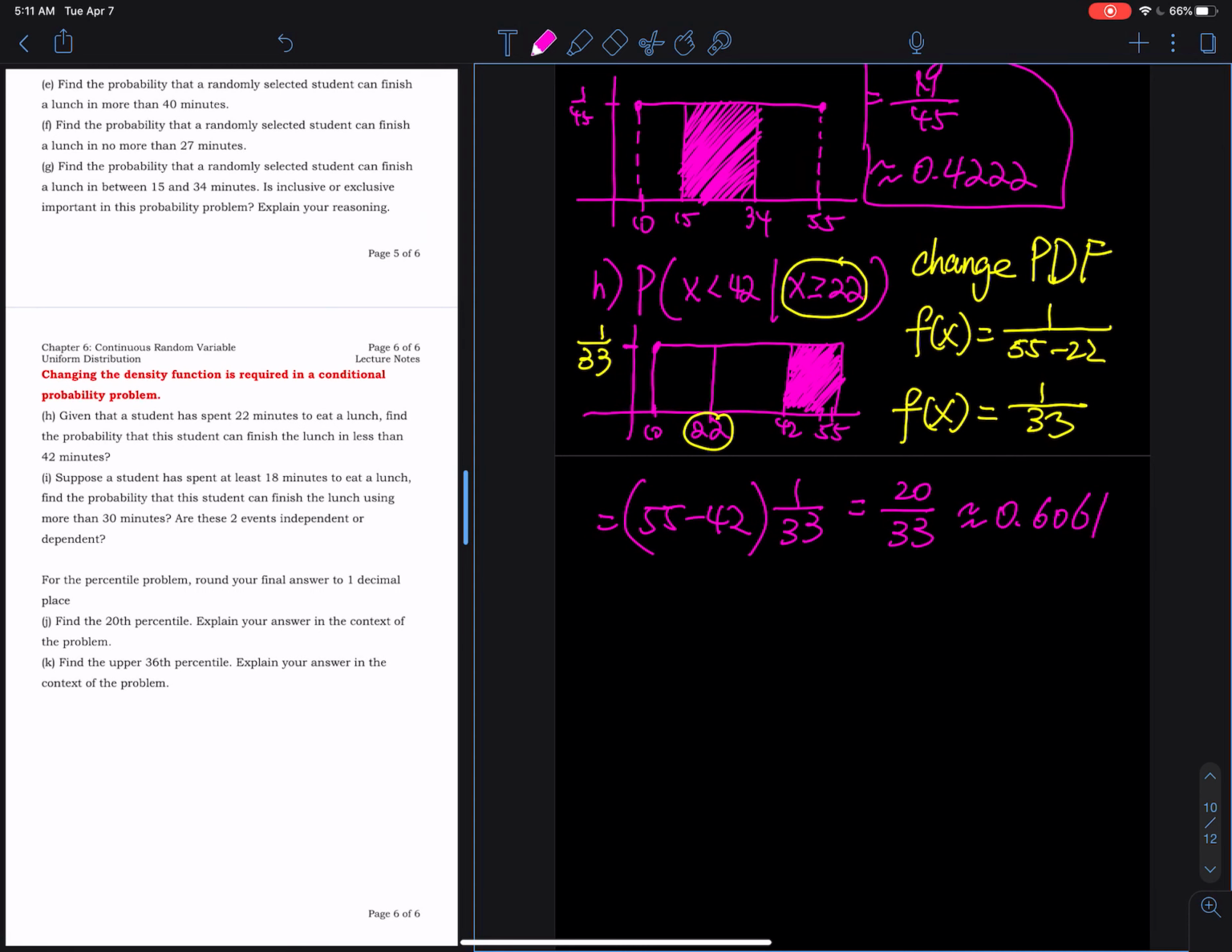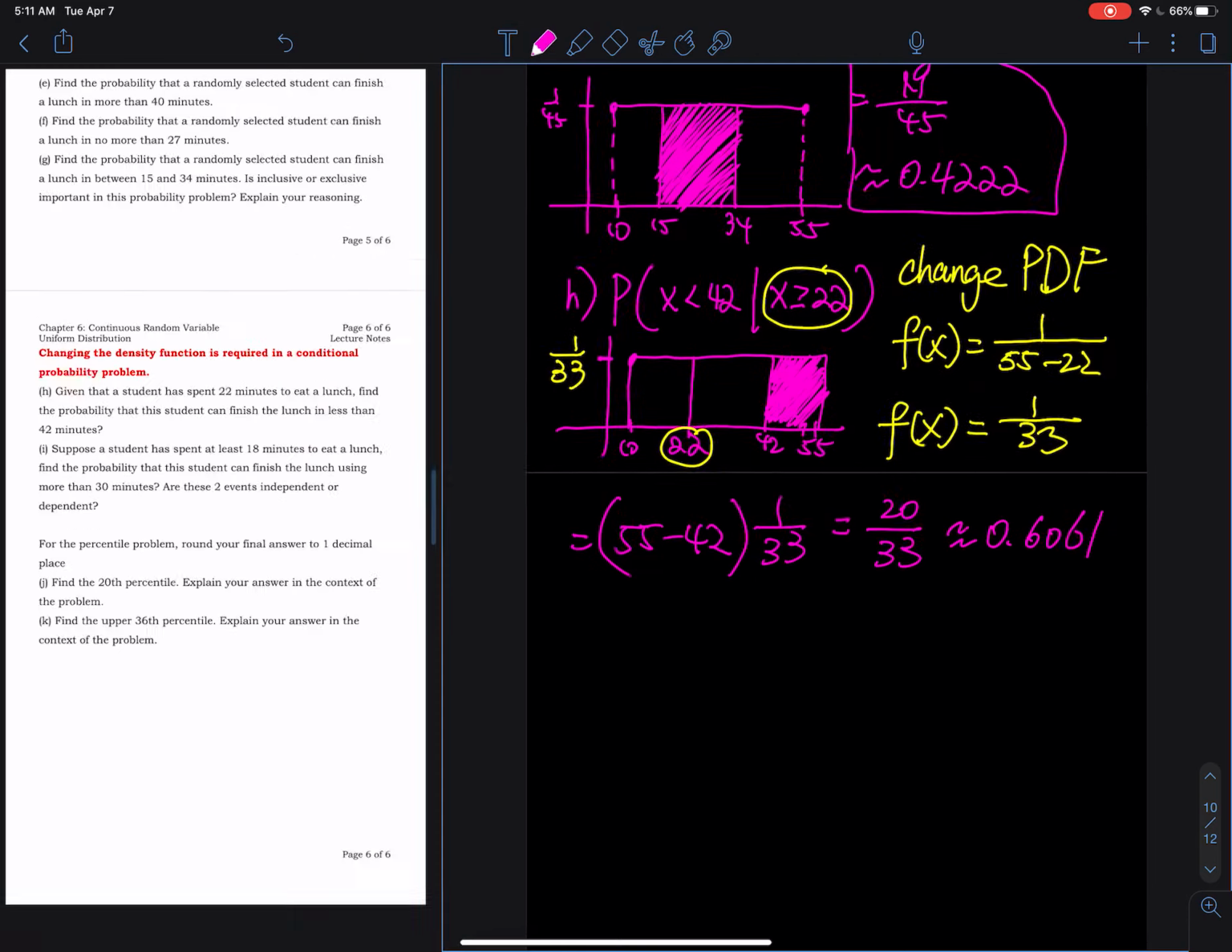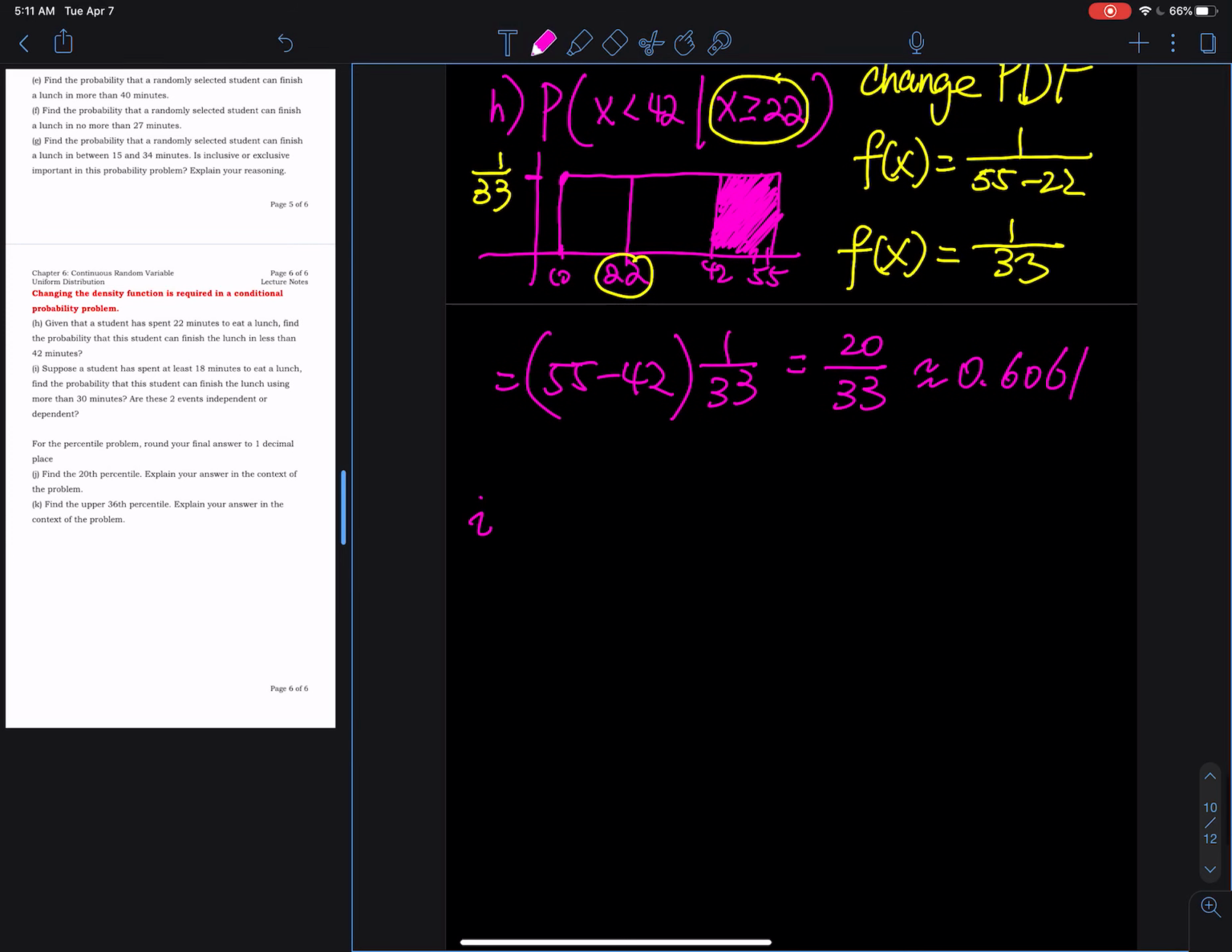And then the next one, suppose that a student has spent at least 18 minutes to eat a lunch. Find the probability that this student can finish the lunch using more than 30 minutes. So more than 30 minutes. All right. So we have part I, probability given that x is greater than 18, find x greater than 30. So do the graph from 10 to 55. And then we are not doing anything right now because we have to change the PDF.